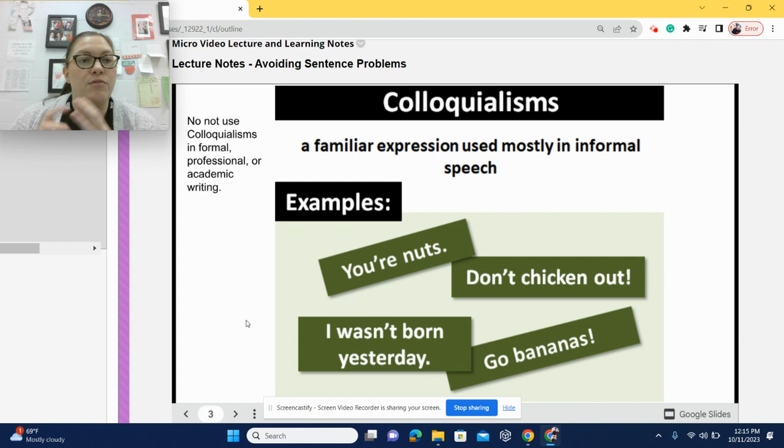So saying you're nuts to somebody that's acting not themselves. In a different country, if they read that, they'd say, what do you mean you are nuts? Right? What does this have to do with a cashew or whatever? Telling someone not to chicken out, saying you're going to go bananas, or saying things like, I wasn't born yesterday. We might know what those phrases mean, but not everybody does. They're also not considered professional, right?